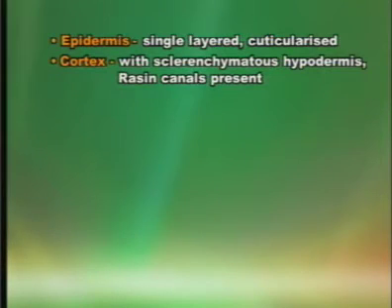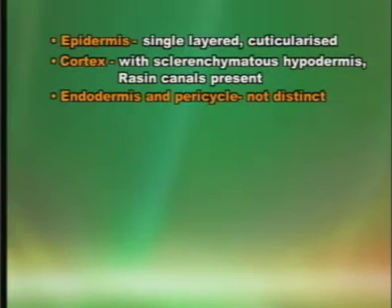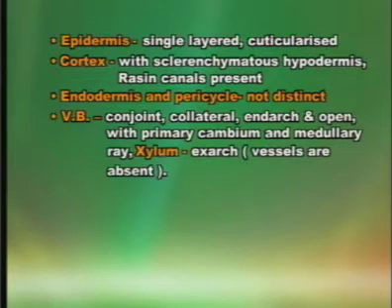Next comes the cortex, which is sclerenchymatous, that is also a xerophytic character. Resin canals are found in the cortex of the Pinus stem. Then endodermis and pericycle, which are not very distinct. Vascular bundles are called conjoint, collateral, endarch and open. Primary cambium is found with medullary rays.